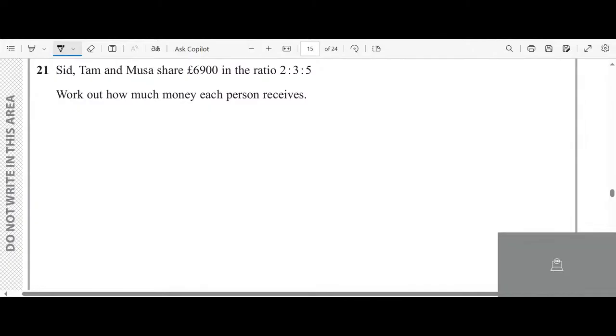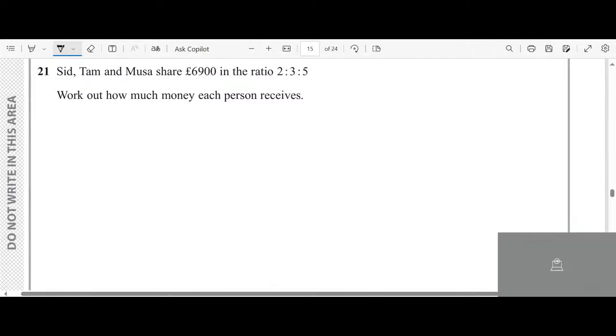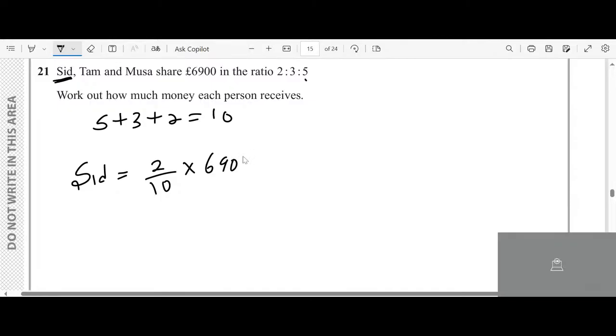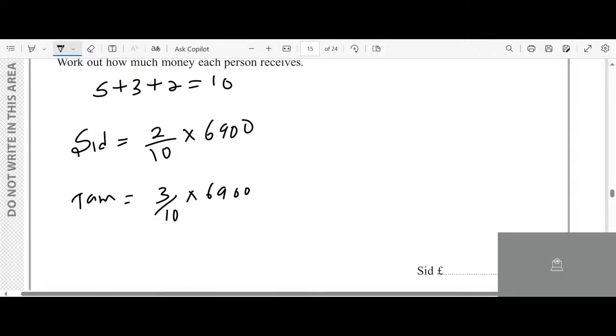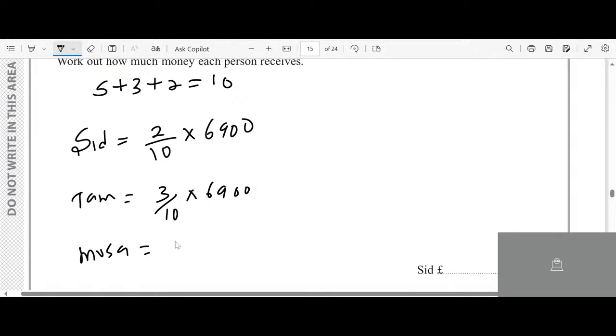Now we are told that Sid, Tam, and Musa shared this in the ratio. How much money did each person receive? So the total ratio, you just take 5 plus 3 plus 2, which gives you 10. Therefore, the first person, Sid, got 2 divided by 10 times that number. Tam got 3 out of 10 times 6,900. And the last person, Musa, got 5 out of 10 times 6,900.